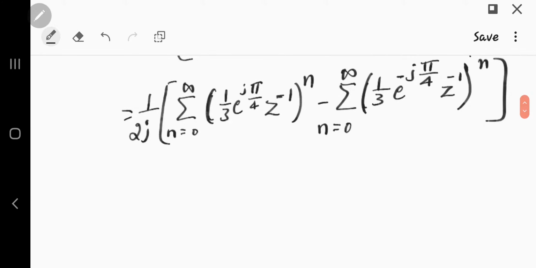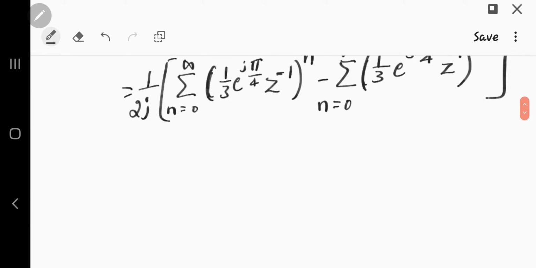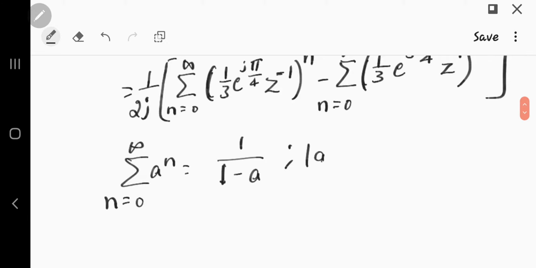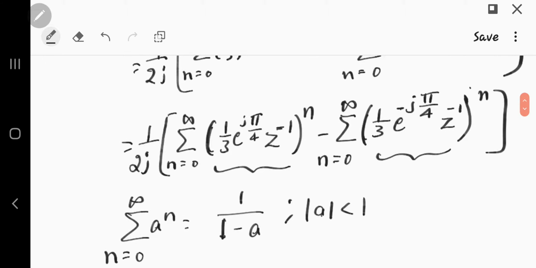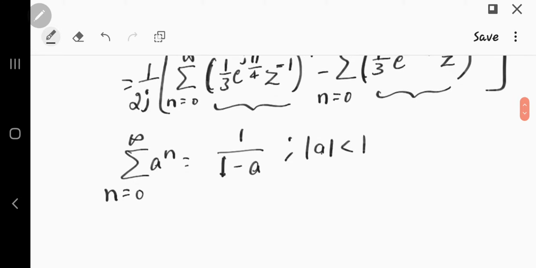Now this one is in the form of a geometric series: summation n is equal to 0 to infinity a to the power of n is 1 divided by 1 minus a, where the magnitude of a is less than 1. So that means both of these terms should converge for the ROC. So X of z will converge if these two are less than 1. So that is the meaning.